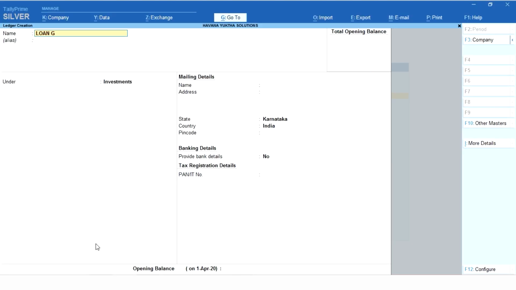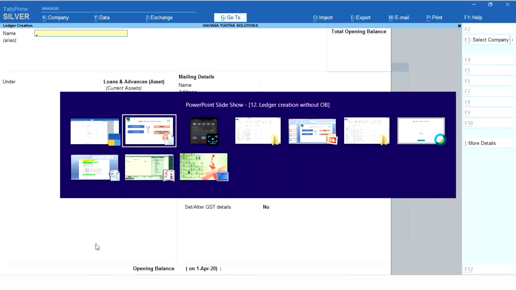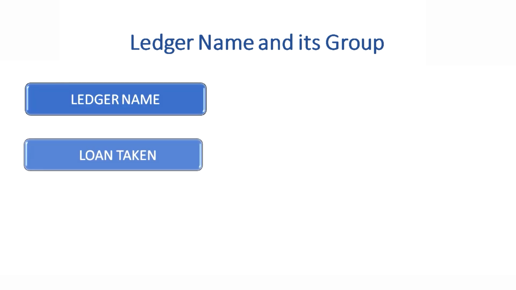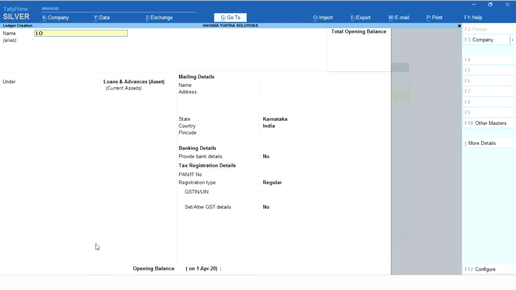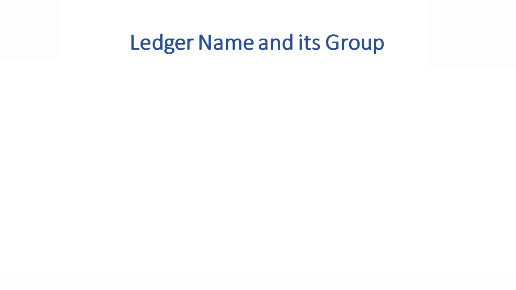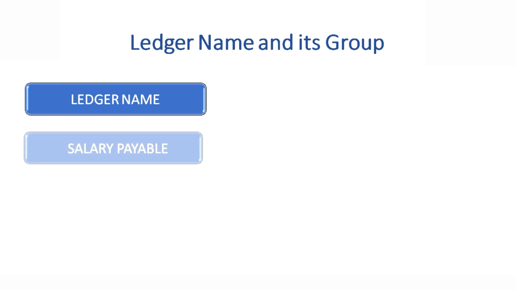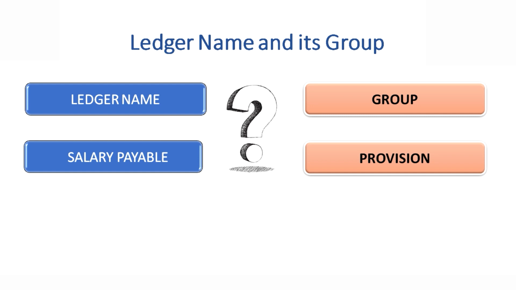So we go with loan. Loan given will be grouped under loans and advances asset. This will be recovered at a future date. So next we go with a ledger name called loan taken. Loan borrowed from others to the company. So this will be grouped under loan liabilities and we'll accept it. So next we go with a ledger name called salary payable, grouped under provision.